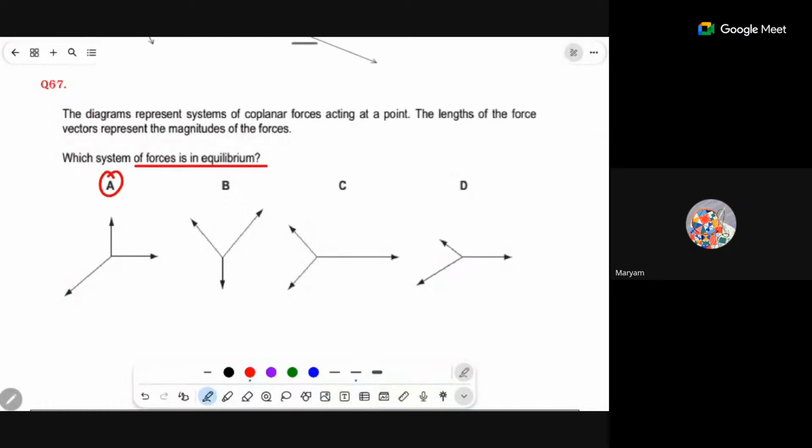It would be A. Why? Because if you just draw the closed vector triangle of this, it will be here. Then draw the head of this here. Okay. Then this will basically be in the same direction. This is the closed vector triangle. Okay.